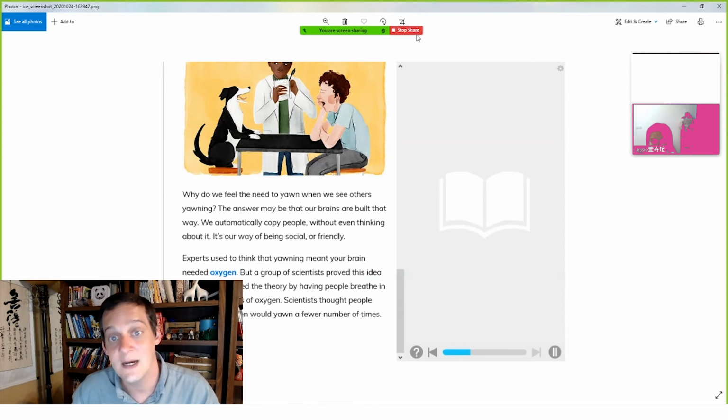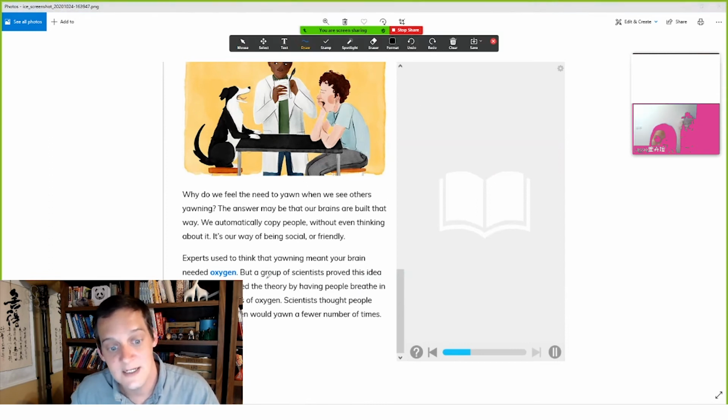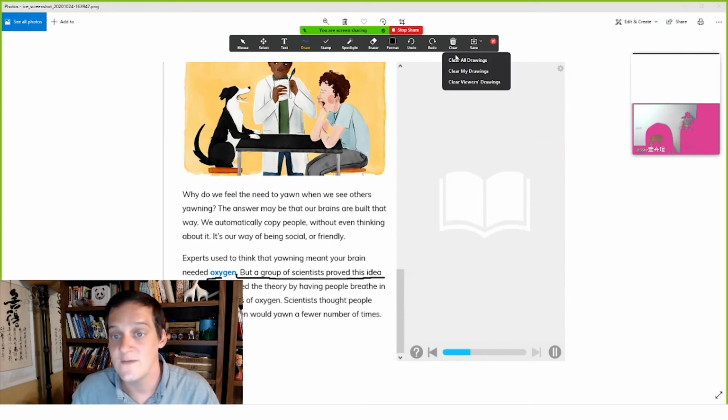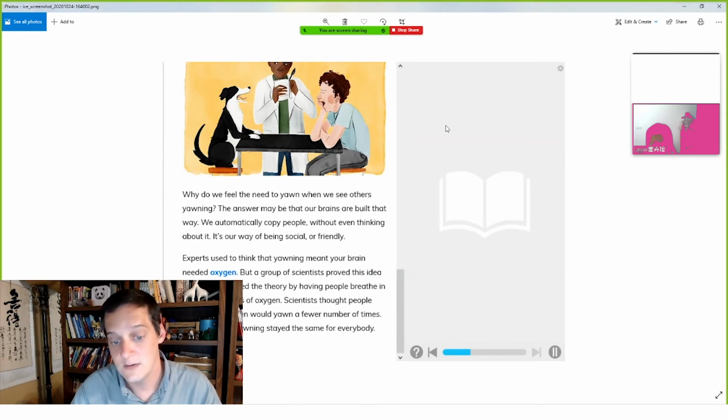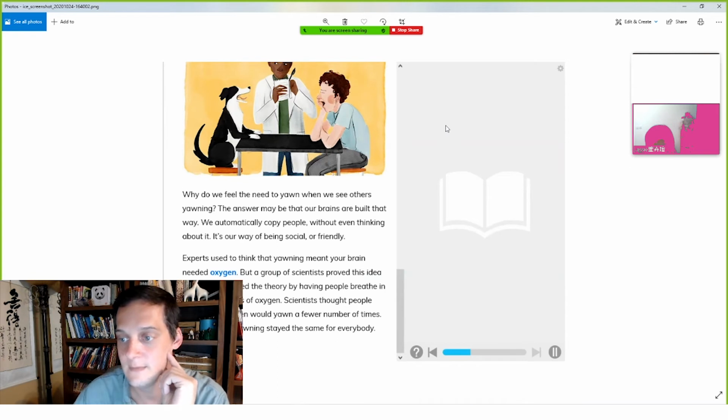Obviously not, because here, in this sentence, a group of scientists proved this idea wrong. So we know that it's wrong. So they tested it, and the result of the test is going to show that that's wrong. Because why? But the rate of yawning stayed the same for everybody. So what is the rate of yawning?